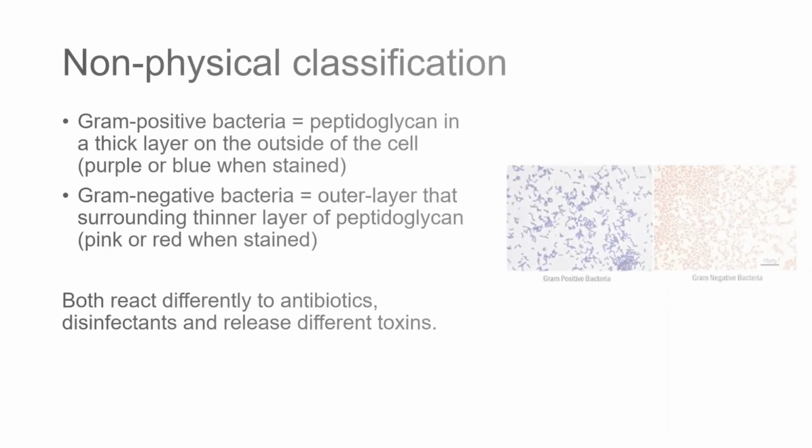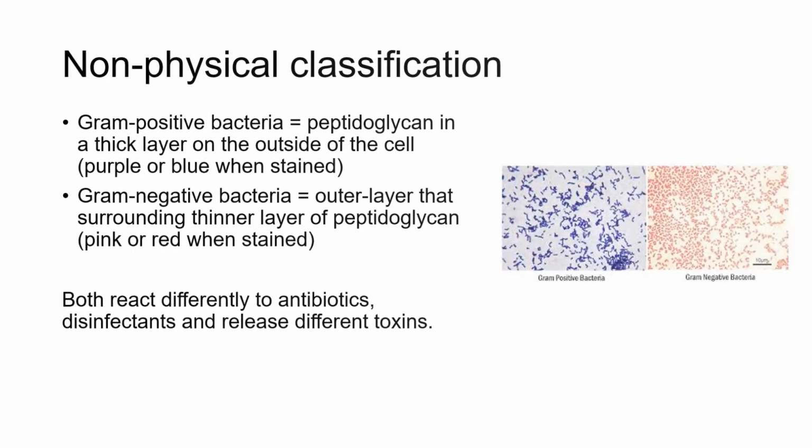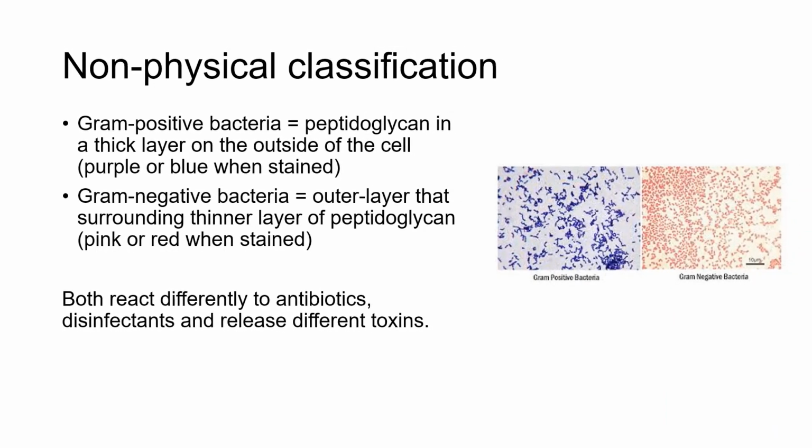Gram-positive bacteria are where the peptidoglycan is found in a thick layer on the outside of the cell. These bacteria show up purple or blue when stained. Gram-negative bacteria contain an outer layer that surrounds a much thinner layer of peptidoglycan. These bacteria show up pink or red when stained.